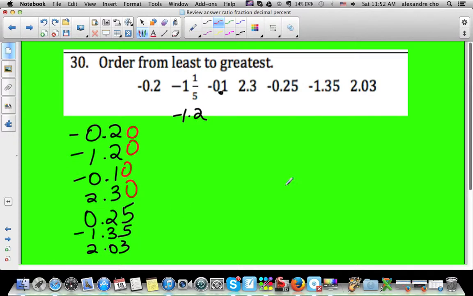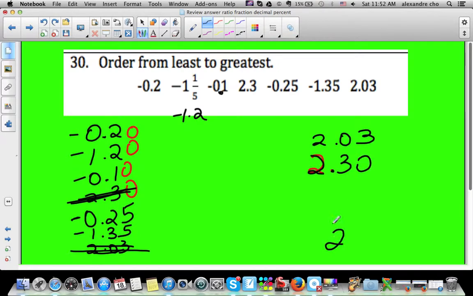The one thing I'm going to do is take these two numbers out: 2.3 and 2.03, because I know those two are my biggest numbers, because they're on the positive side. Between these two, the biggest number is going to be 2.3, obviously, because if you add a 0 here, it becomes 2.30 or 230 and 203. So I'm going to write 230 and then 2.03 like that.